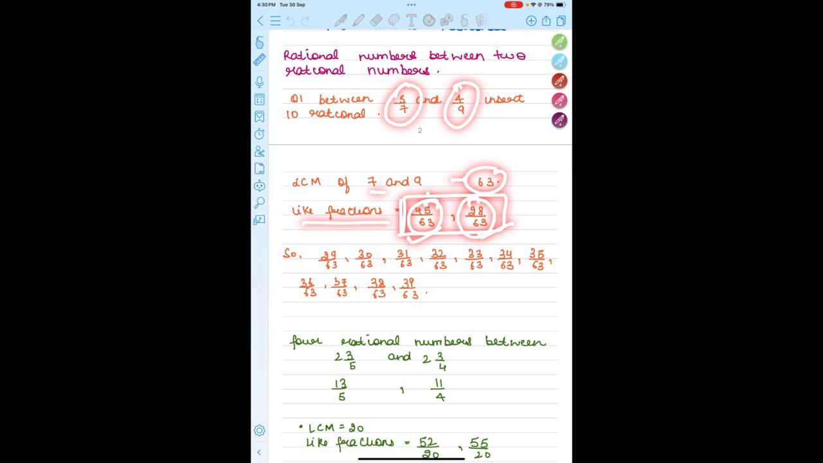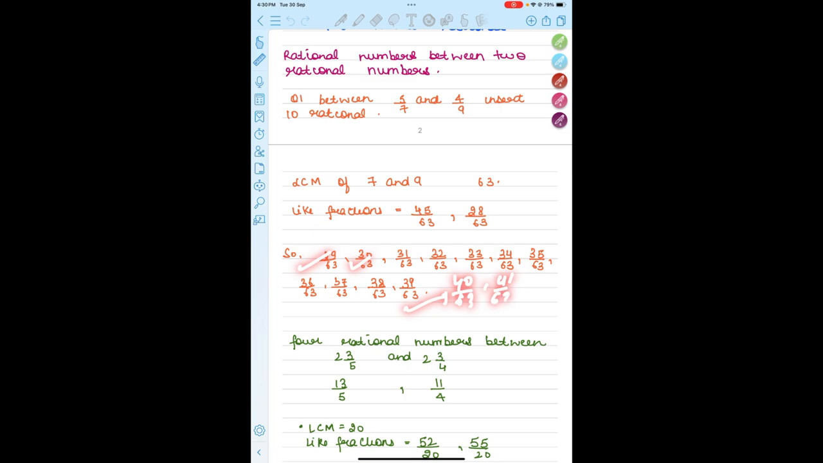And now we can clearly see that there are 10 rational numbers that can be inserted, which are 29 by 63, 30 by 63, and so on till 39 by 63. Even we can add 40 by 63, 41 by 63, 42 by 63 till 44 by 63. But since we were asked for only 10 of these, I have only mentioned 10 of the rational numbers.